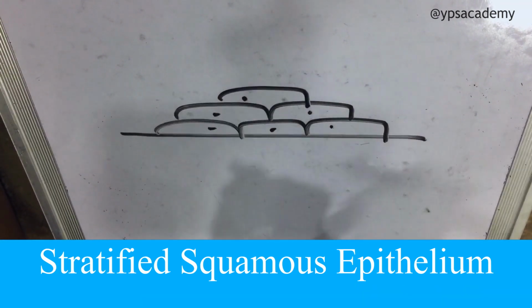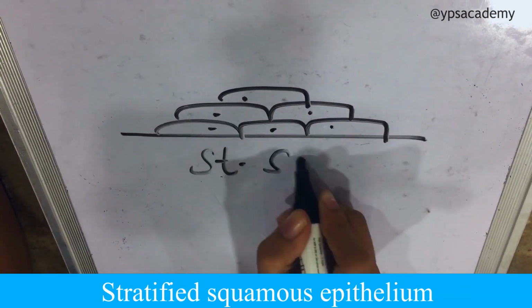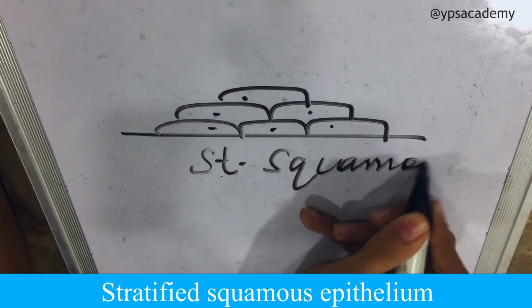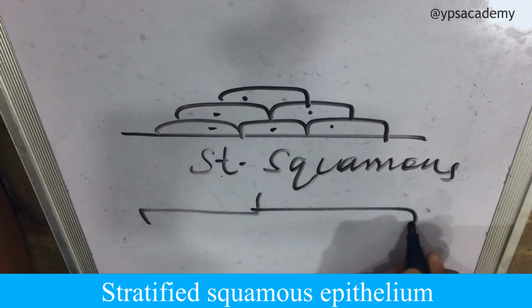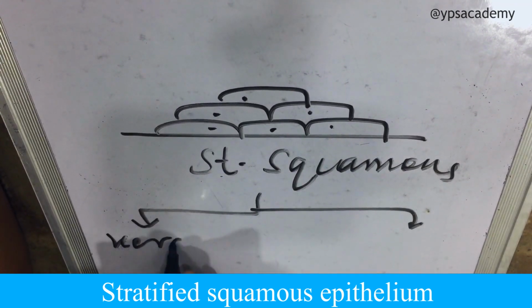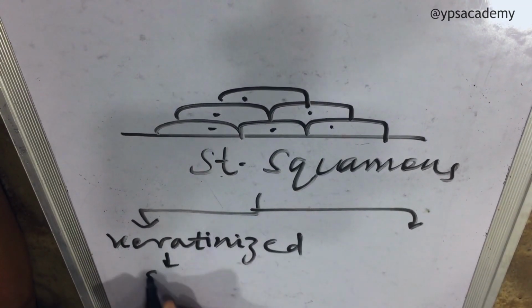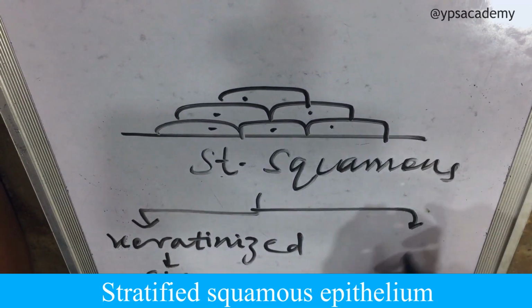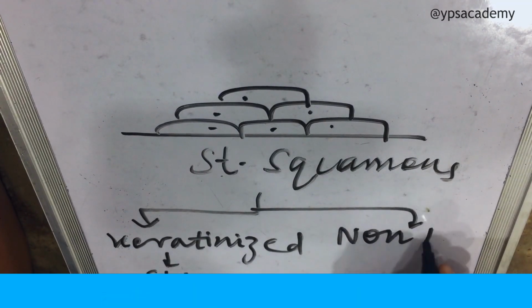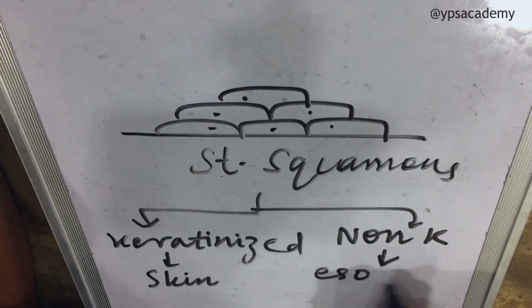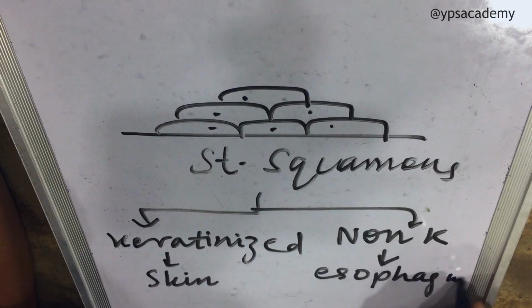Now the stratified squamous epithelium is of two types: the keratinized stratified squamous epithelium, which is found in the skin and has a protective function. Now the non-keratinized stratified squamous epithelium is found lining the esophagus and the inside of the mouth.